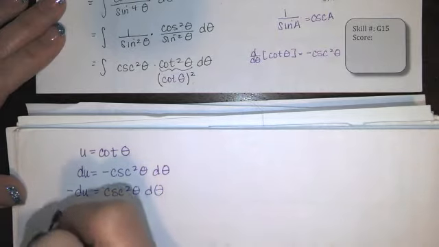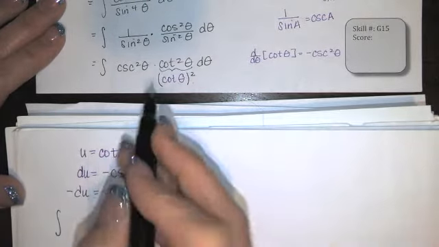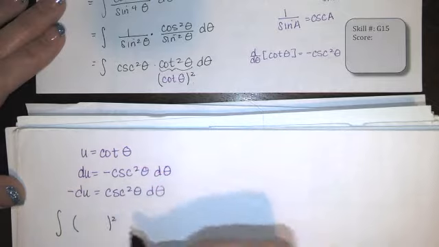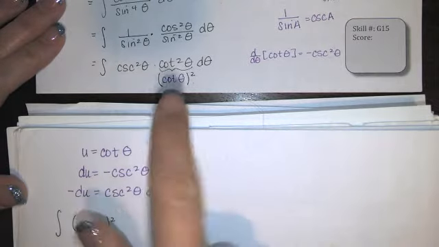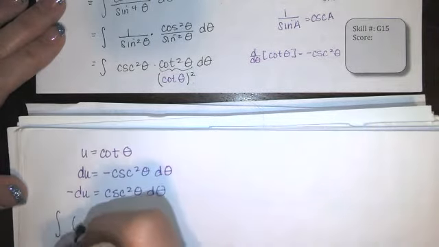Okay, so then our integral becomes the integral of, well, I'm going to rewrite it in a slightly different order. This cotangent of theta squared. I think I want to write that first.